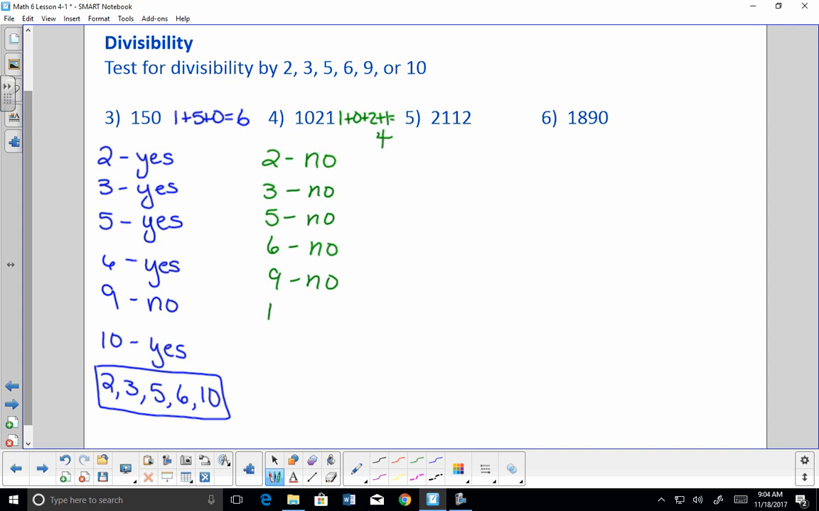So essentially, it's not divisible by anything that we've asked if it is divisible by. So if it says test for divisibility by those numbers, it's not divisible by any of them. Okay? It's not divisible by any of the numbers they asked us to see if it was divisible by.